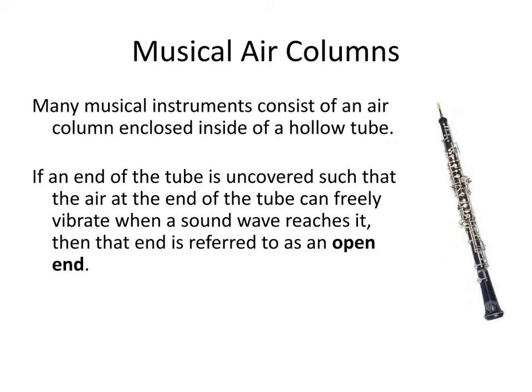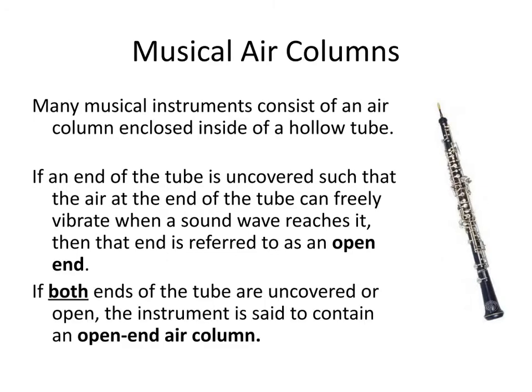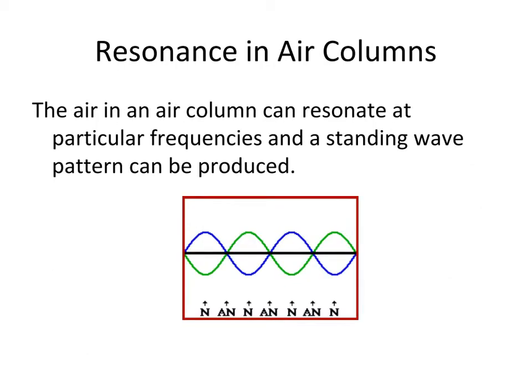It would be kind of like having a string that's not attached at one end, or at both ends in this case. So when it vibrates, you wouldn't get a node at that end. Instead, you'd get an antinode at the open end. So that's what we mean by an open end air column, or an open air column. It's open at both ends, so the air is free to vibrate at both ends.